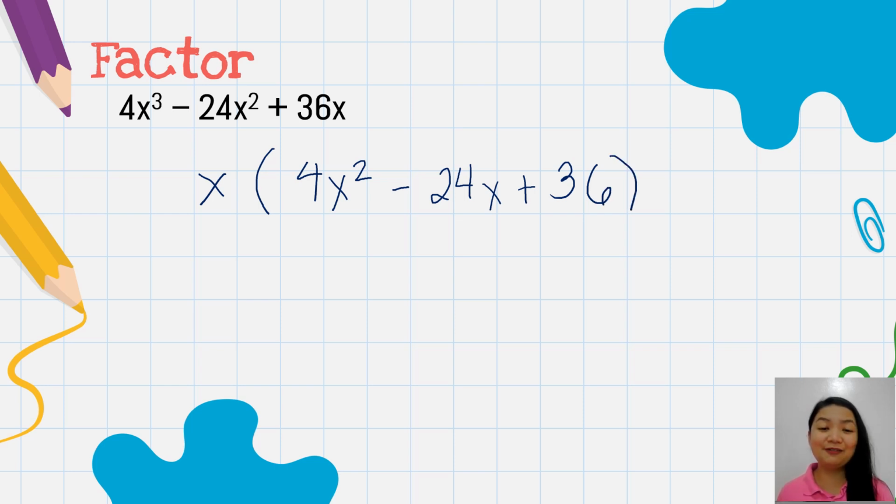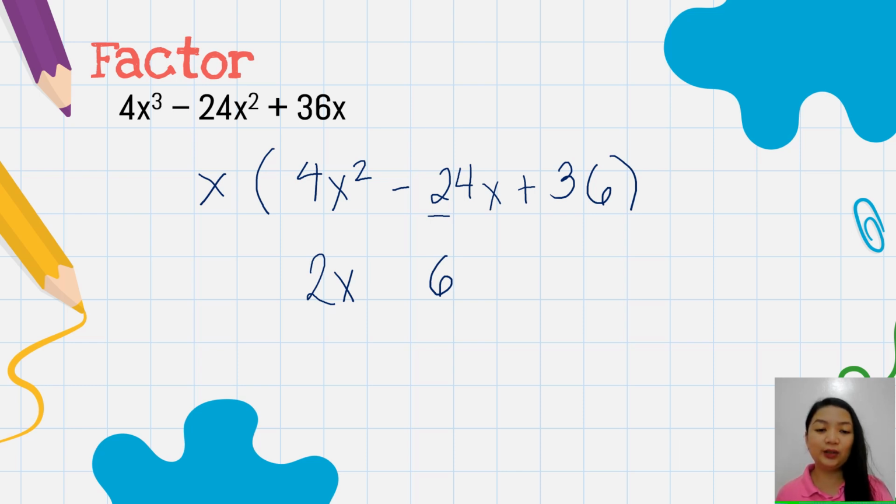Now, to get the factors of 4x squared minus 24x plus 36, let us try. What is the square root of 4x squared? Yes, that is 2x. How about the square root of 36? Correct, that is 6. And 2 times 6 will give us 12. Twice the product again, so that is 24x. So therefore, the terms inside the parentheses are a perfect square trinomial.